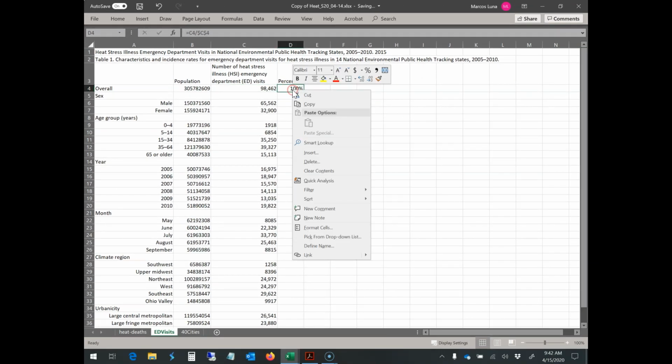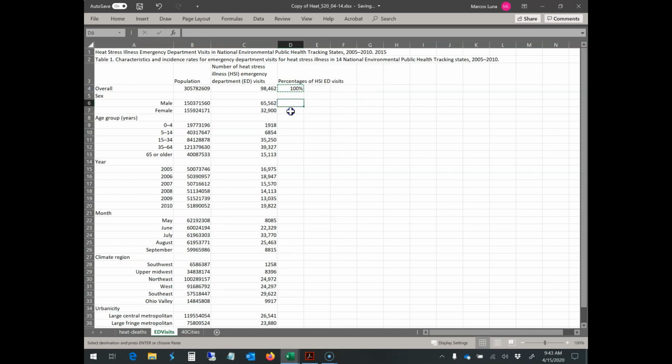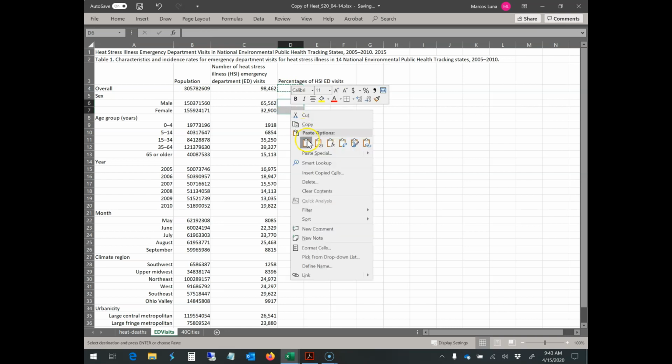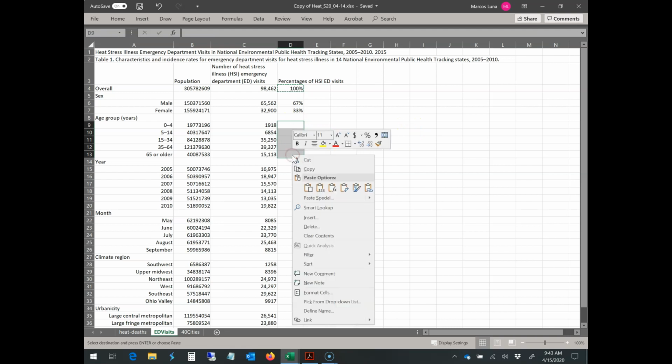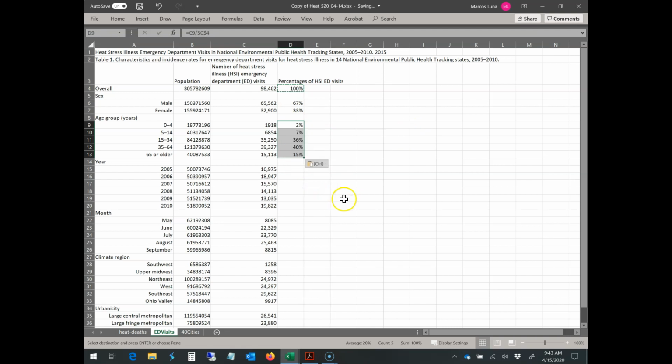So what we can do then is copy this formula and paste it into the other cells, right? And now we can see real quickly that males represented 67%, so more than half of those who ended up in the emergency department, right? And we can do the same for the other cells. We can paste in those formulas to get a quick sense of where everybody falls there.